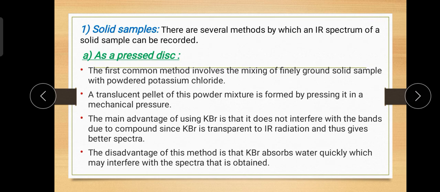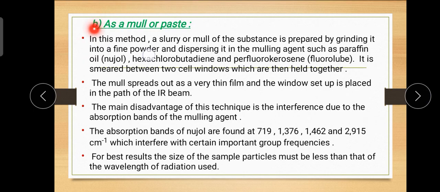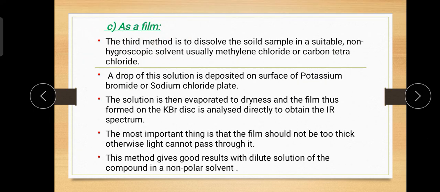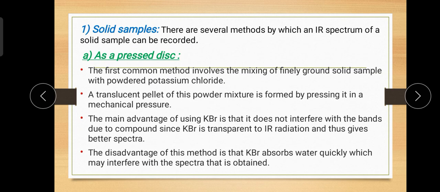These techniques are, first, as a pressed disc, second, the Nujol mull or paste, and third, as a film. These are the three techniques used for solids to get the proper spectra. So first we consider the case of solid samples. There are several methods by which an IR spectrum of a solid sample can be recorded. The first method is the pressed disc. The first common method involves mixing finely ground solid sample with powdered potassium chloride.